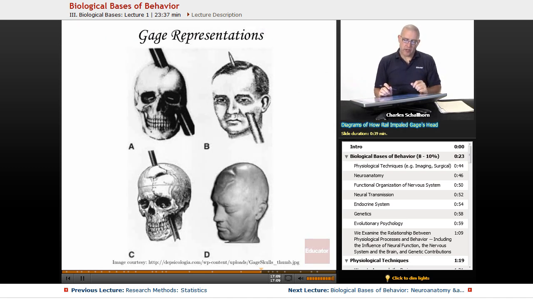And these are some more Gage representations. And you can see here where it goes in under the cheekbone and then out through just back behind the hairline. And this shows an actual size going through a skull, another representation. And then what his head would have looked like after he healed up, based on some photographs and some other representations that we have of Gage.